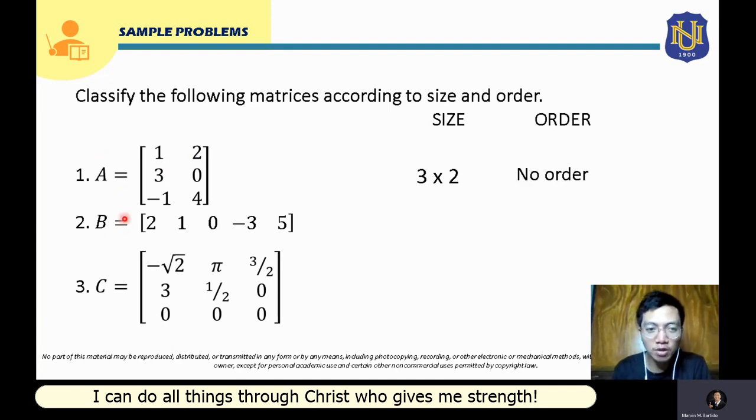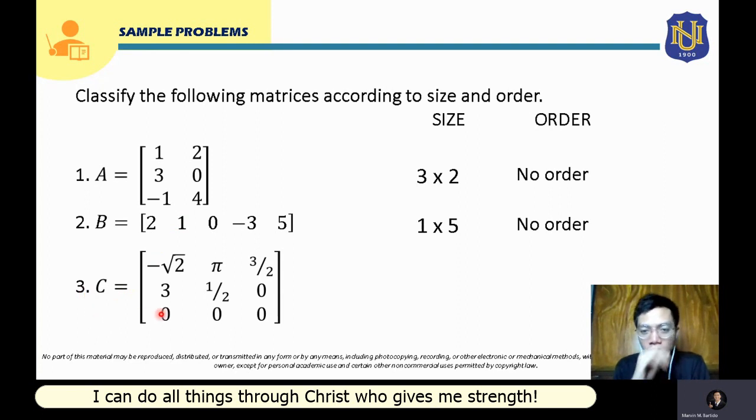Okay, and for number 2, this is matrix B. So again, we will determine its size. Its size will be row by column. The number of its rows is actually 1, and its columns will be 1, 2, 3, 4, 5. So this matrix's size is 1 by 5. Also for matrix B, this matrix has no order, right? Since this is not a square matrix.